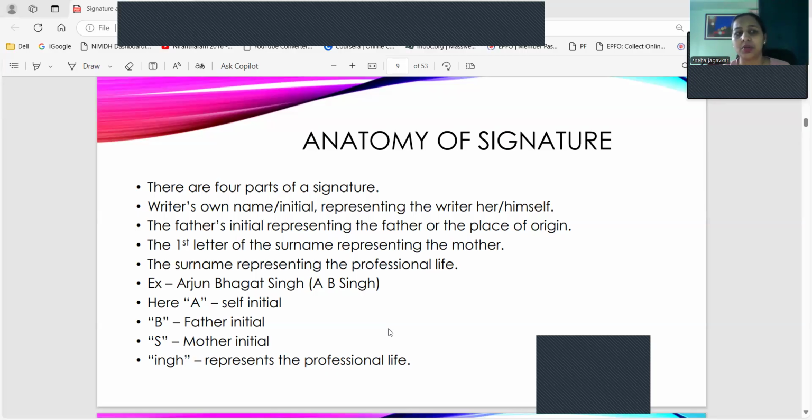So I am not pinpointing any religion over here, that this is how it works in your religion or in your caste. No, I'm not saying anything like that. I'm just letting you know that if at all you feel that, okay, I can break this system, and I can start signing with my own name, or with my initials and my surname, that is all up to you.